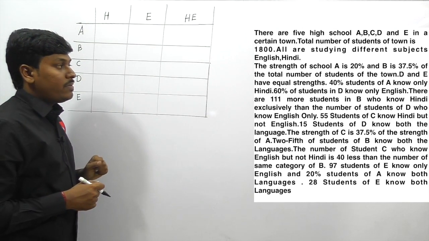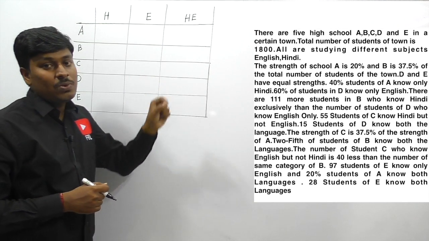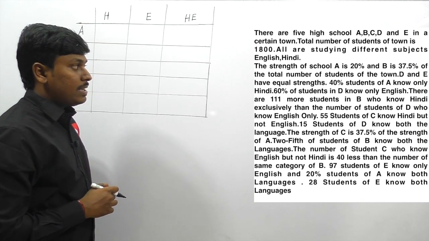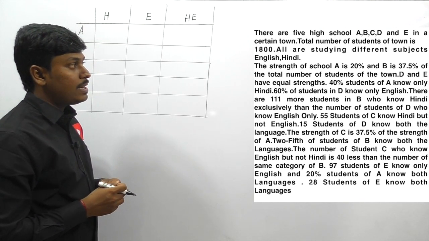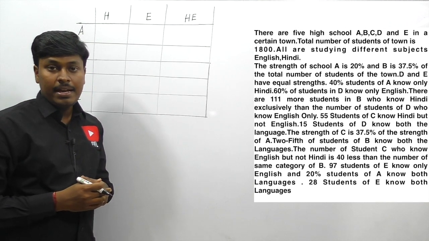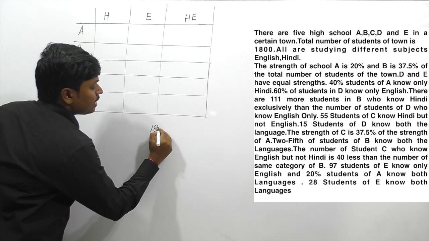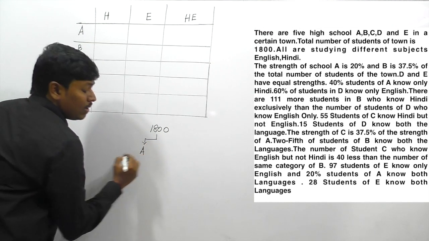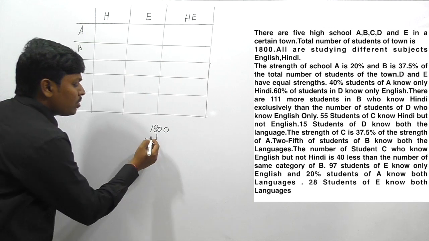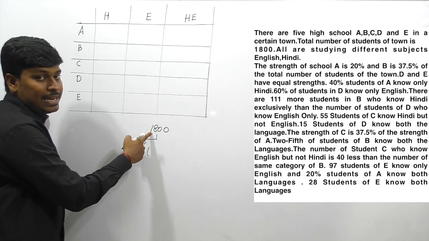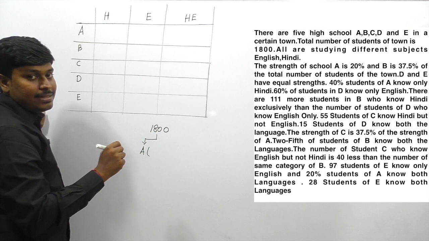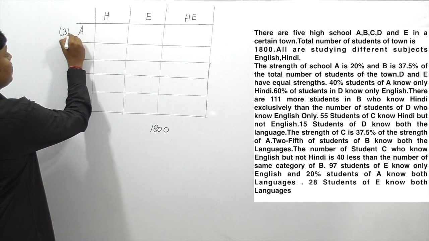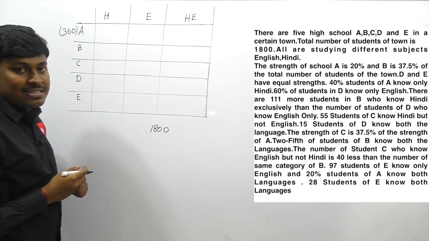Let me move on to the first point, friends. They have told that there are totally 1800 students, right? First point, the strength of school A is 20% and B is 37.5% of the total number of students. Listen carefully. We know the total number of students is 1800. Out of this 1800, school A has 20% of students. What about 20%? We know that 10% will be 180, so 180 plus 180 will be 360. So I can say that in school A, there are 360 students.